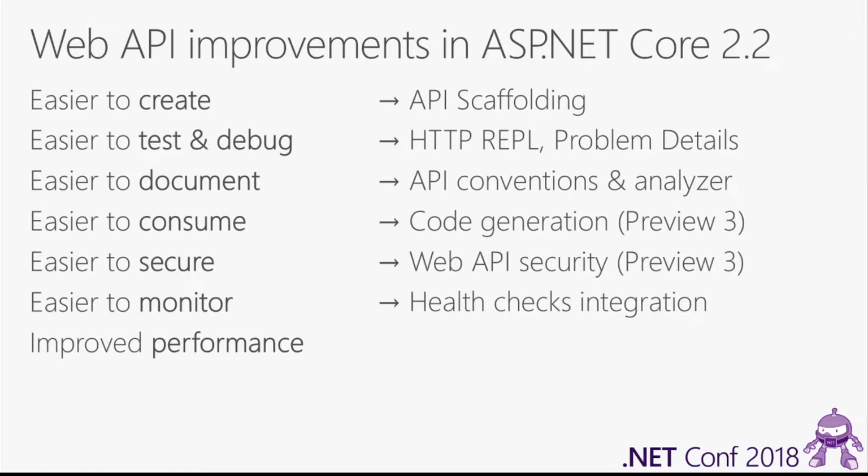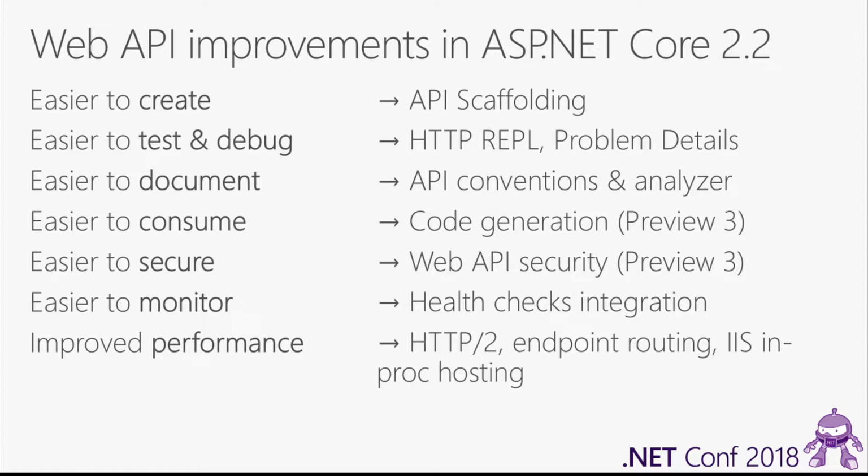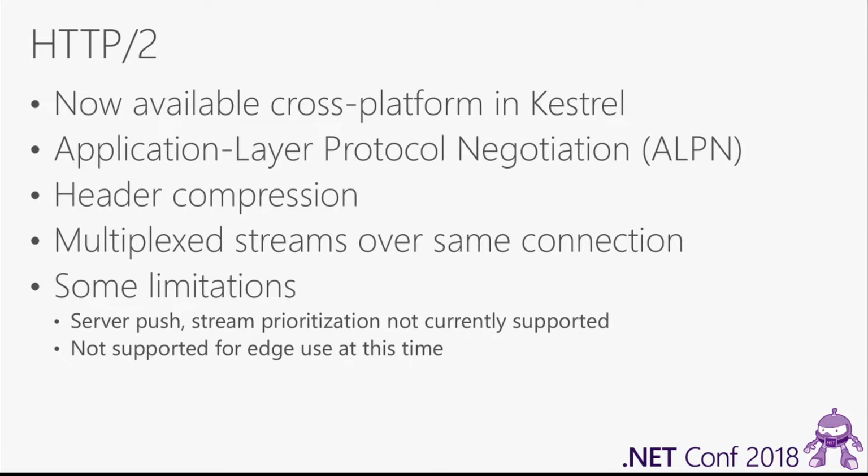As for monitoring, you can use health checks to make sure that your APIs are live and that they're ready to receive traffic. I'll show more about that in just a bit. And as for performance, all of the new performance-related features in this release, they of course apply to API. You can use HTTP2, you can use the new endpoint routing system, both of which have significantly better performance, and then also IIS in-proc hosting. So now let's go take a look at some of those other new features.